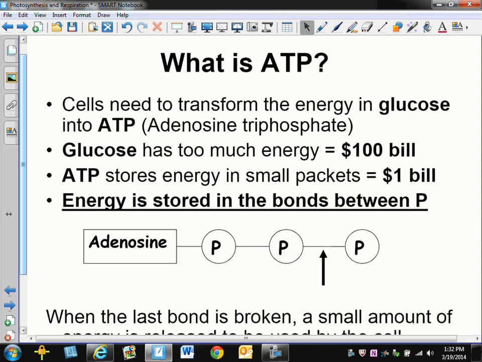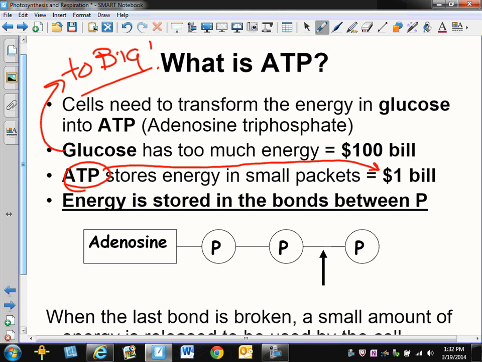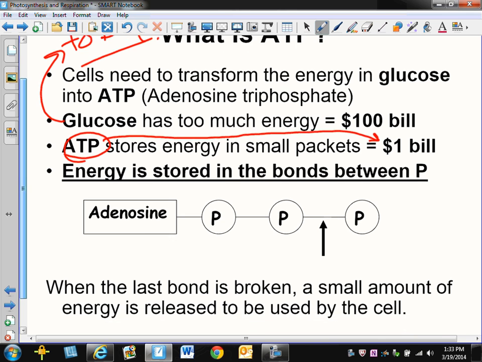This is what glucose is. Glucose is like a $20 or $100 bill. This molecule is too big to be utilized by ourselves. So what we have to do is break it down. ATP, adenosine triphosphate, stores the energy in small packets, in $1 bills. So we put all this money in, but then we have to turn it into these $1 bills. All right. Last big thing.